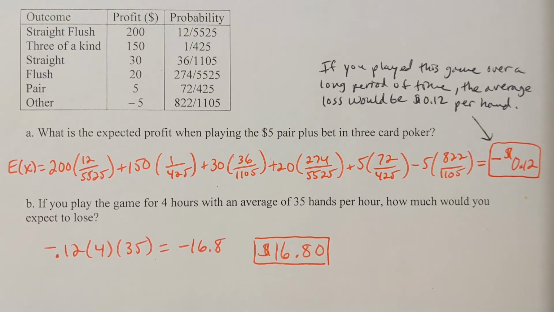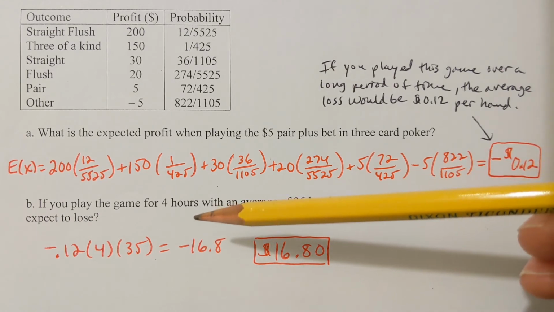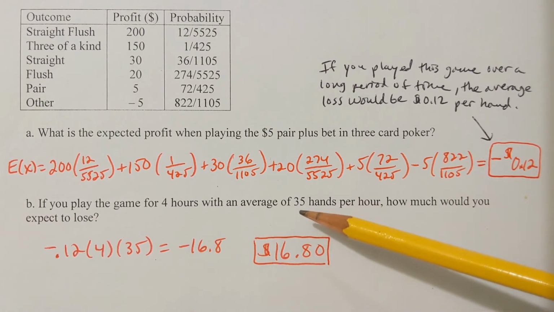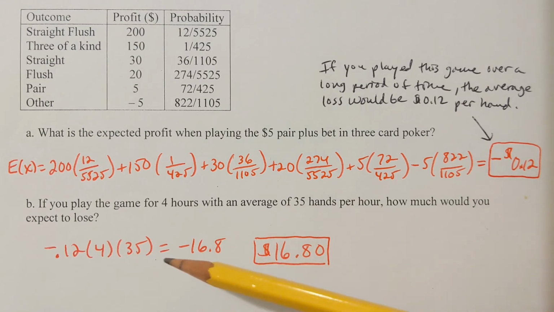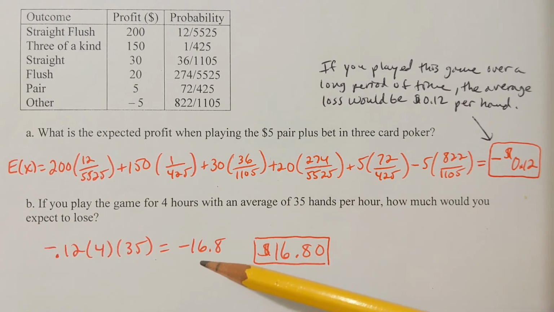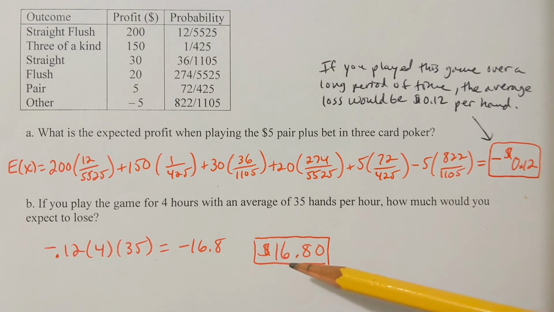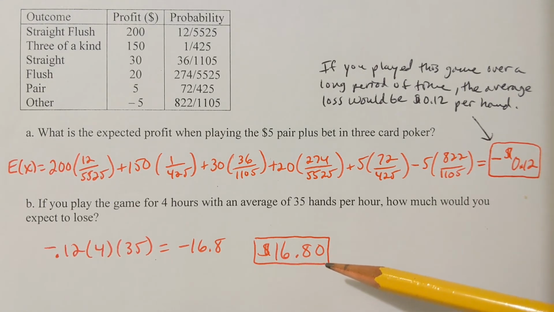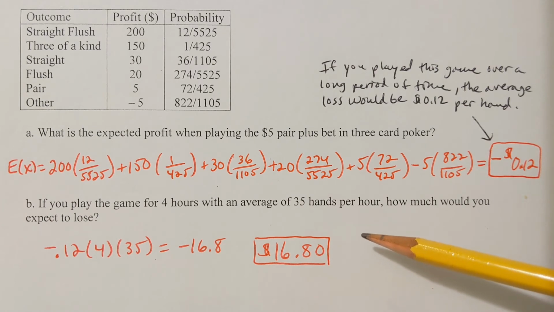Part B, if you play the game for 4 hours with an average of 35 hands per hour, how much would you expect to lose? We take our expected loss, negative 0.12, times 4 hours, times an average of 35 hands per hour. That gives us negative 16.8. So $16.80 would be how much we'd expect to lose during that 4-hour time span.